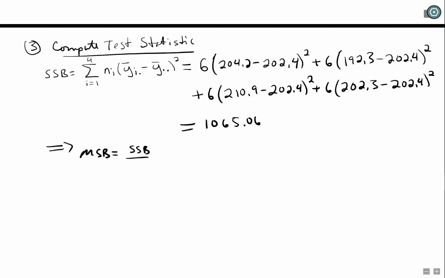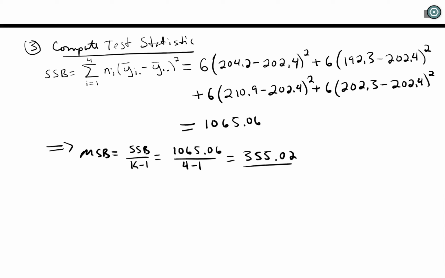In this case, it's k minus 1. So we got 1065.06 divided by 4 minus 1. You take that ratio, you get 355.02. Okay, that's MSB. That's a measure in some sense of the variability among the samples.